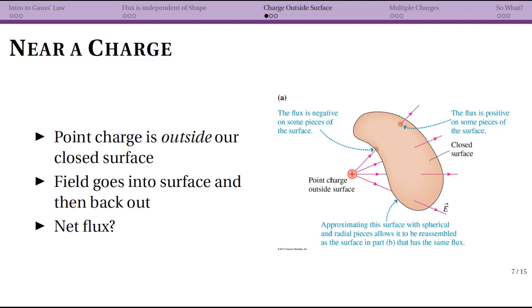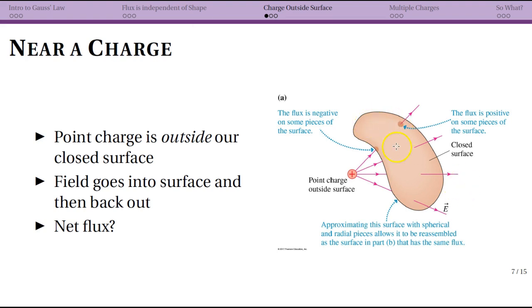We calculated what is happening with flux if we put a shape or closed surface around a point charge. But now let's think about what happens if we have a point charge that's actually outside our surface. This is part of why we needed to talk about inside versus outside, because it should be really clear, again, like a gerbil in a box versus a coffee cup, whether or not you're inside versus outside.